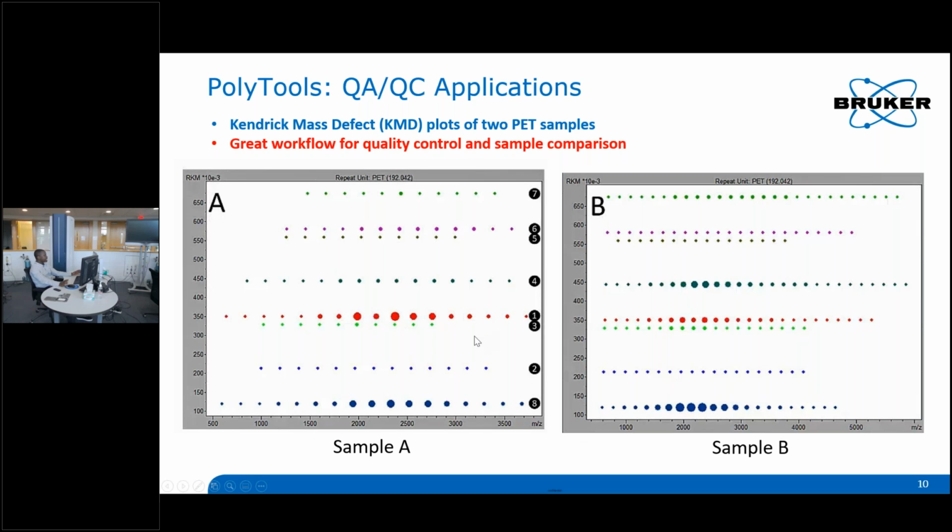Another really nice application for Polytools is for QA/QC experiments. So this is when you are trying to basically compare 2 samples, for example, 2 samples from 2 different vendors, or the same sample but over a long period of time where you expect it to experience some degradation over time, and you want to compare the before and after. This particular experiment was done on 2 PET samples from 2 water bottles.